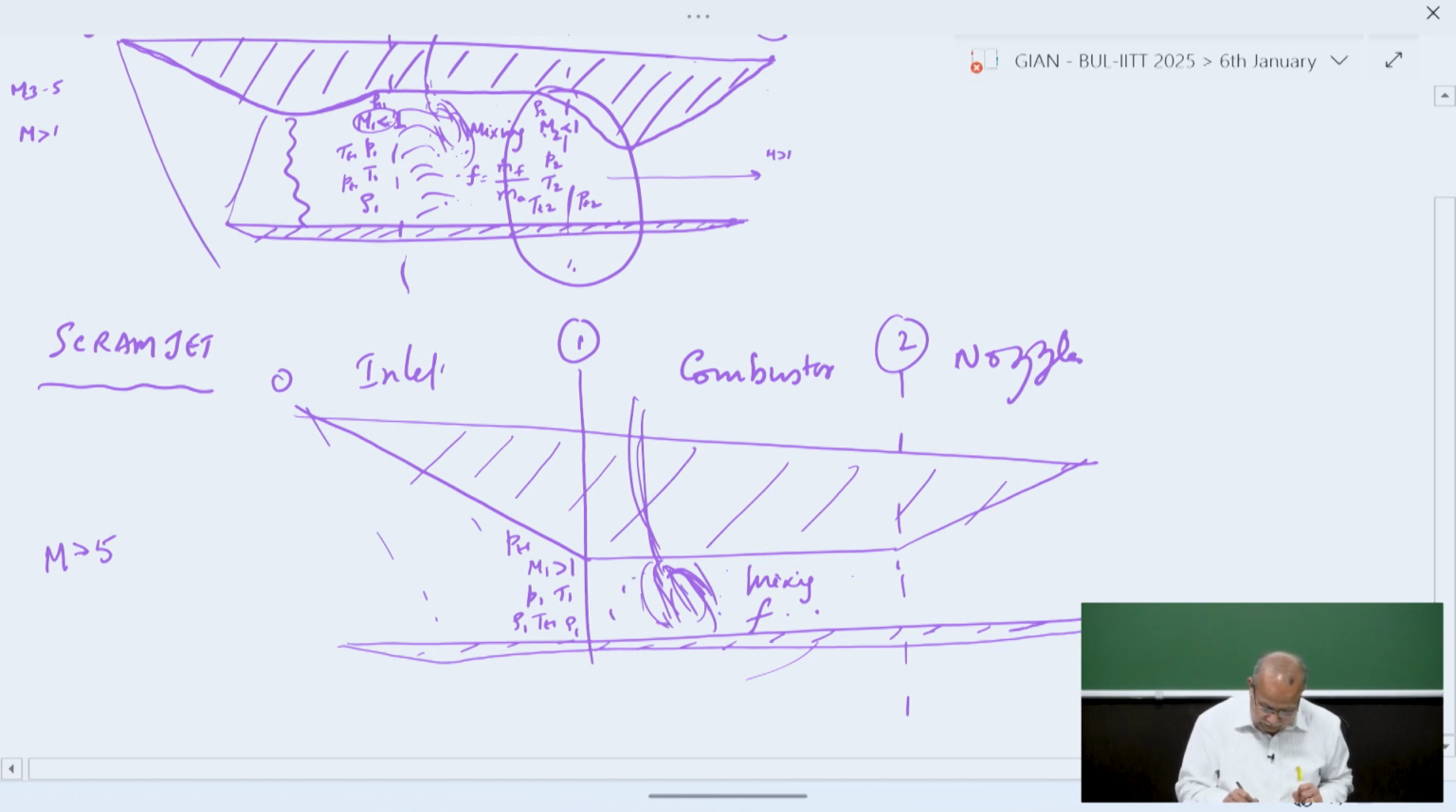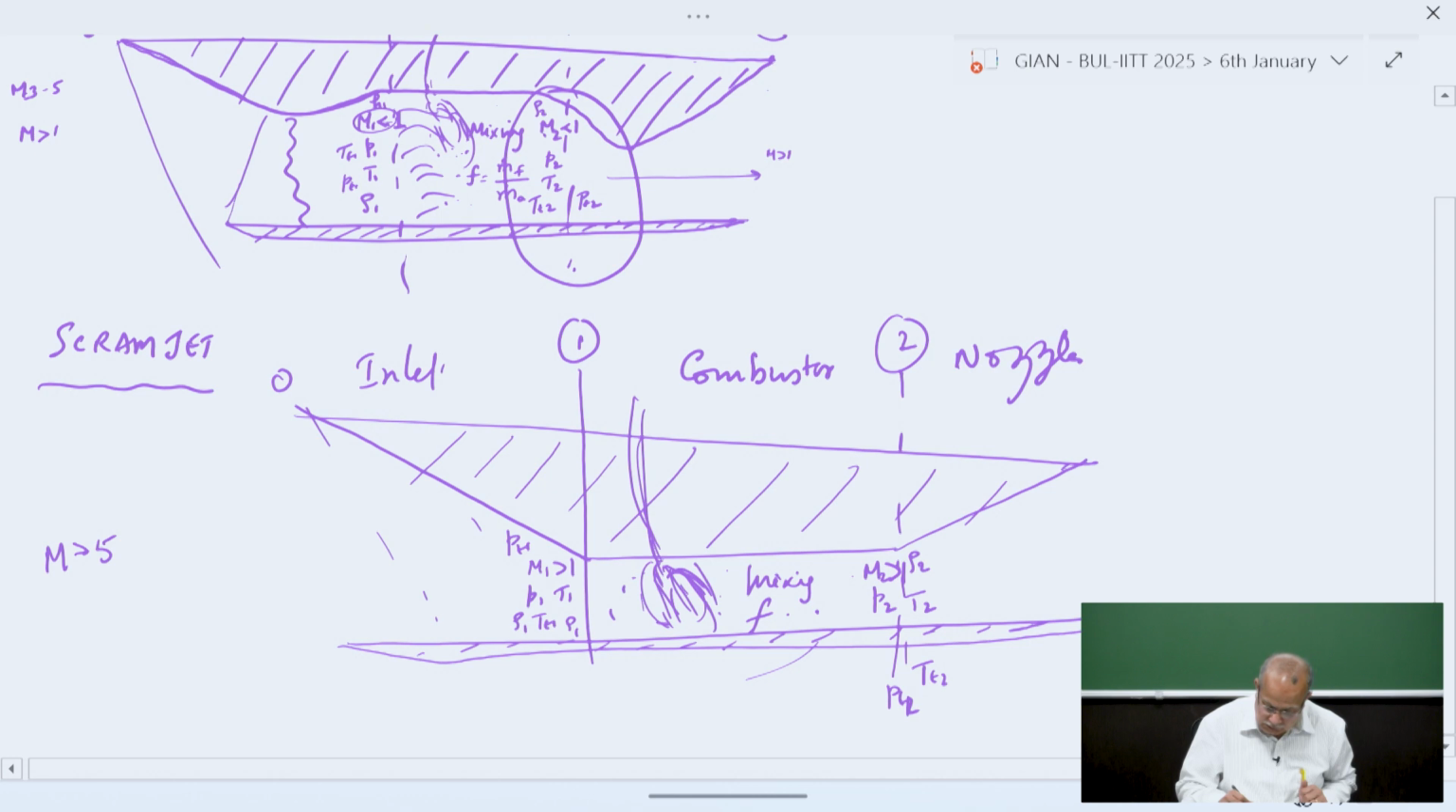Now after the combustion, the properties will change. M1 entering will not be the same as M2, but M2 will be supersonic, leaving the combustor. The pressure will be P2, the temperature T2, density ρ2, the total pressure is PT2, and the total temperature is TT2.